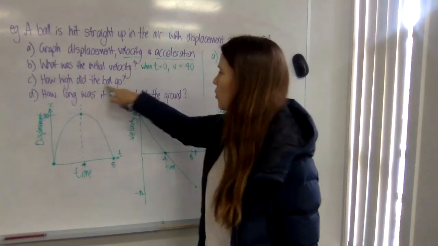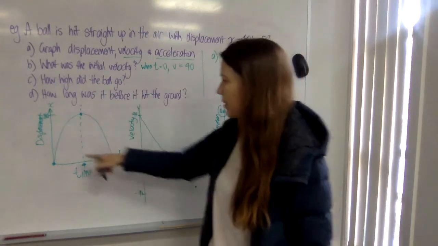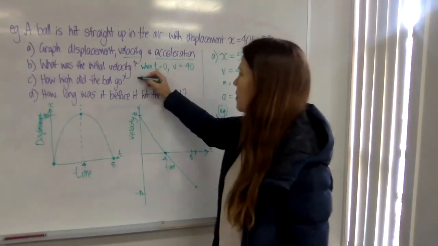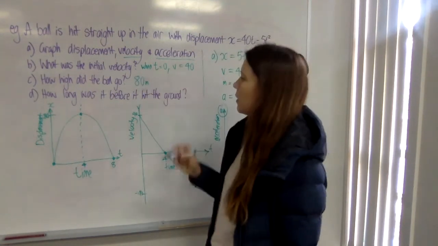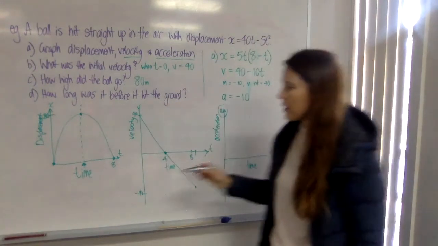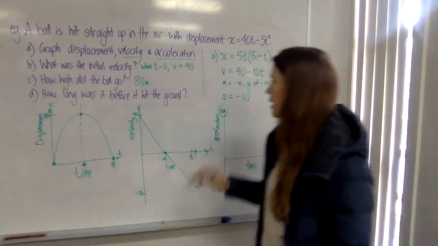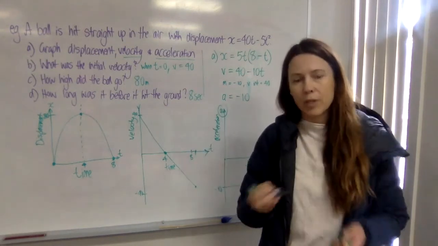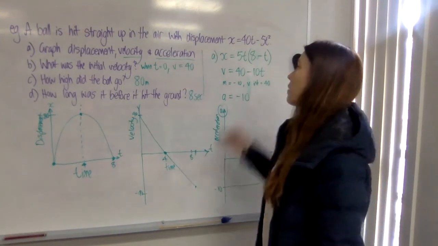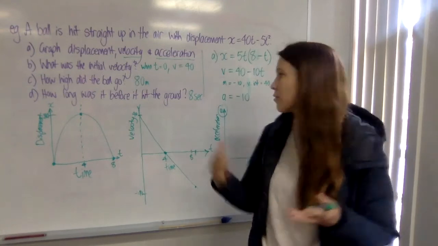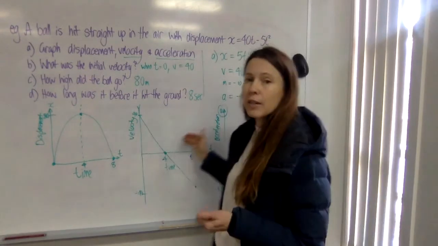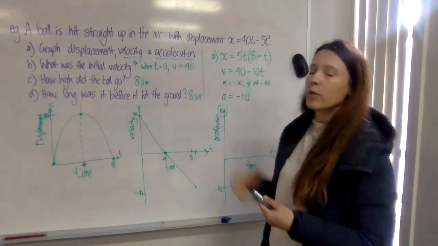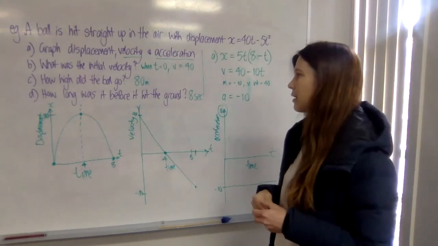How high did the ball go? Well, we've actually already thought about this. It went up to 80 metres. And how long was it before it hit the ground? Well, it seemed to hit the ground again at 8 seconds. Now, with a question like this, a lot of your working might be done for part A, but once you have your formulas and even your graphs done really well, a lot of the other questions can be answered quite simply and easily.